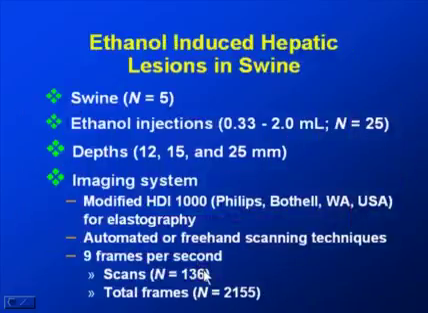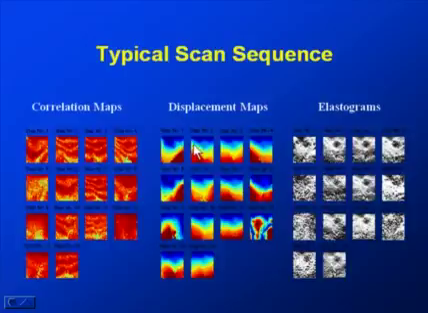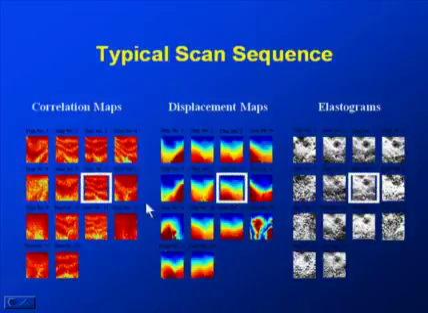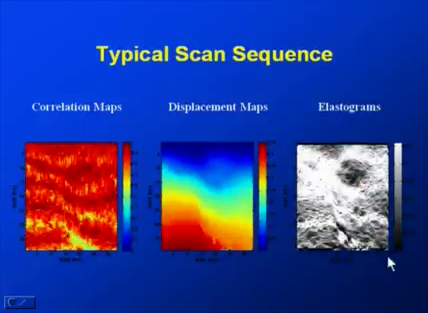We've been looking at ethanol as a model to induce hepatic lesions in swine, looked at 5 swine with different ethanol injections, different depth. These were imaged with an old HDI 1000 scanner, and we looked at different scan techniques in order to depict it. And what essentially we get are maps like the ones you see here. We get correlation maps, displacement maps, and elastogram. What we're looking for is a region with consistently high correlation. Remember that these maps show the direct depiction of the correlation between the pre and post compression A lines. And you go in and find one that has good high correlation where the lesion is. You can see a nice displacement here, and then match up with the corresponding elastogram.